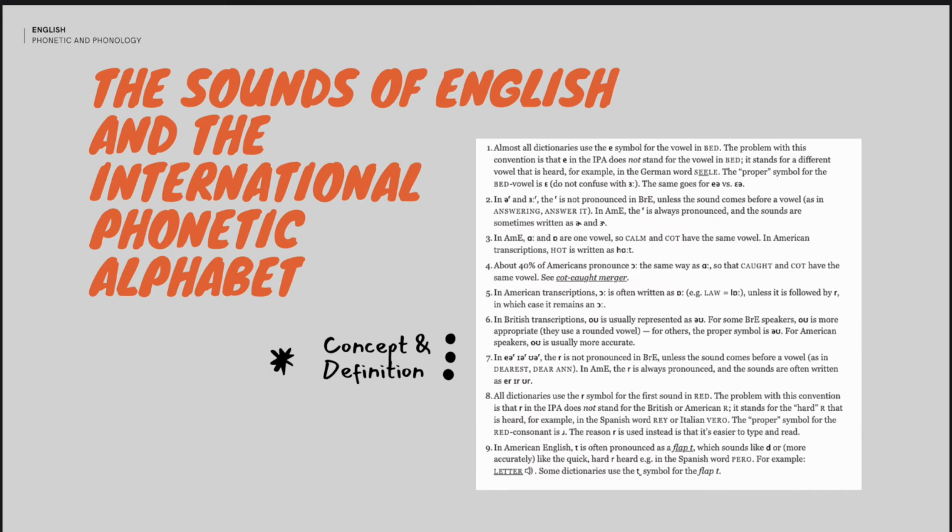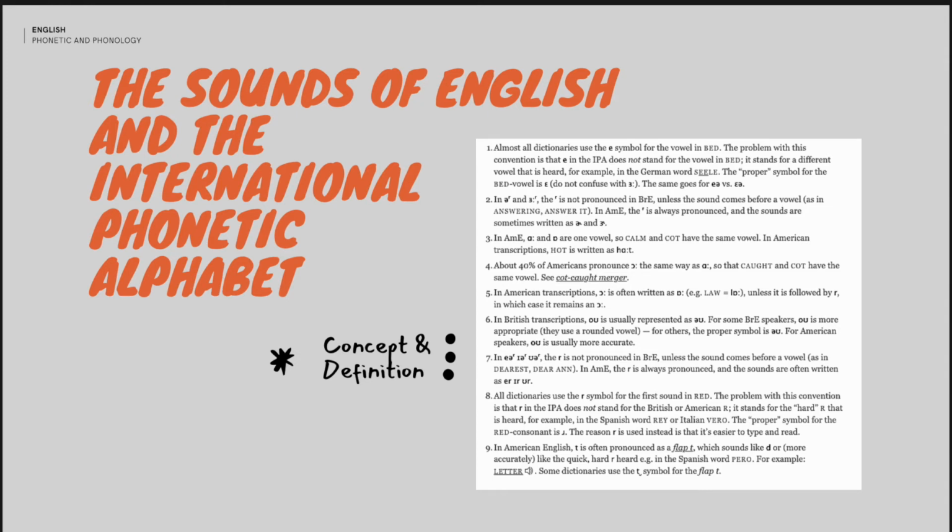Next, we have the sounds of English and the International Phonetic Alphabet. Almost all dictionaries use the E symbols for the vowel in bed. But the problem with this convention is that E in the IPA does not stand for the vowel in bed. It stands for a different vowel that is heard, for example, in the German word Ciel. The proper symbol for the bed vowel is E, but do not confuse it with A. The same goes for AA and A.